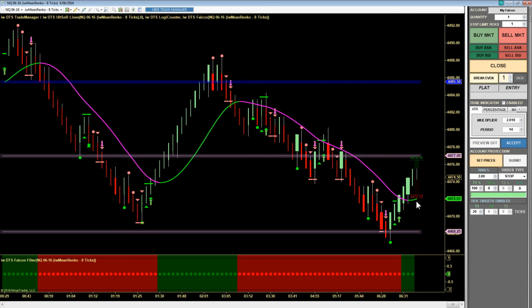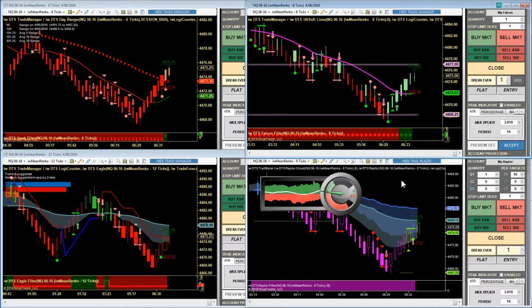Okay, we're working on a possible trend change signal now. So the trend line has changed color. Our filter has already become more bullish, and now we're just going to be on the alert for a possible signal there.